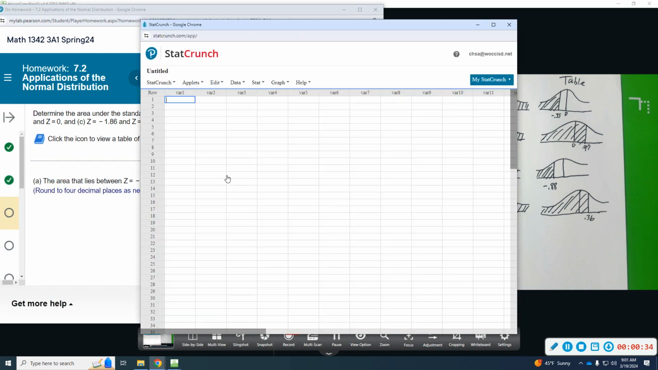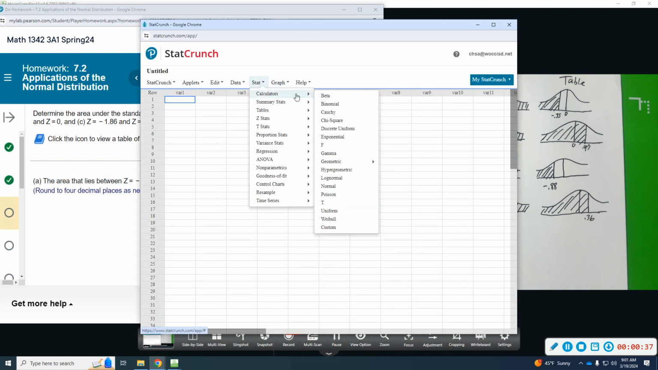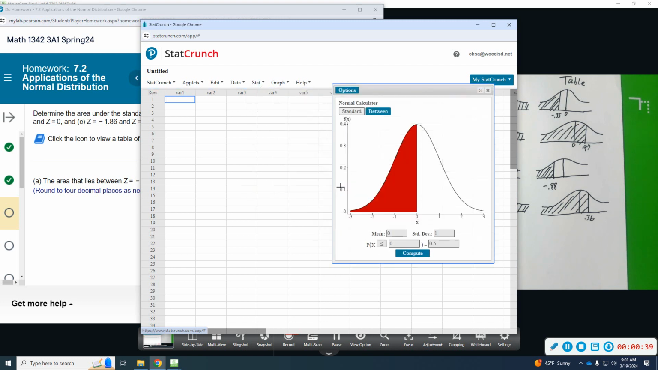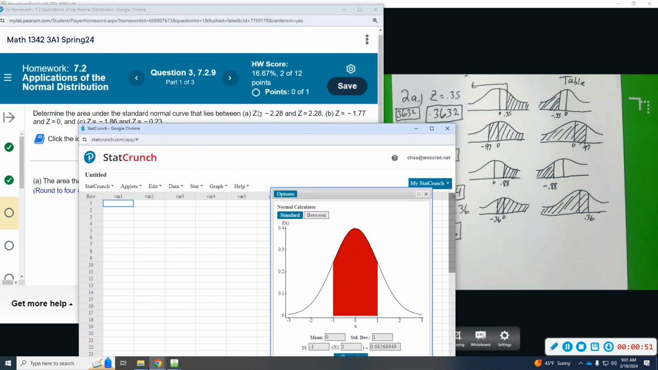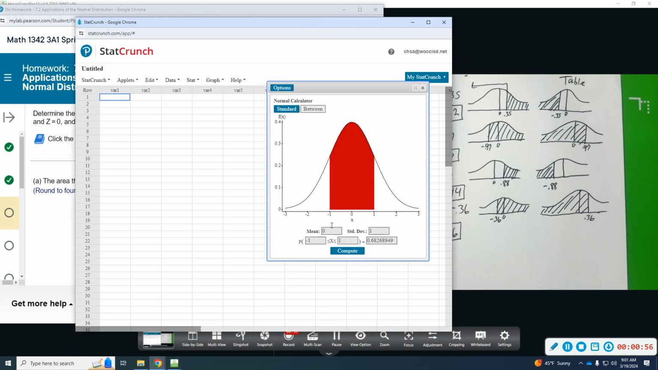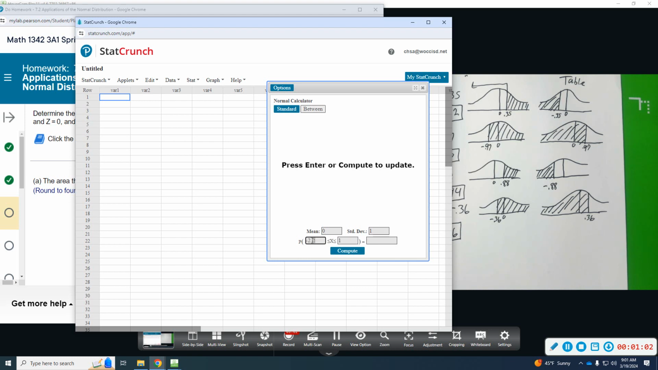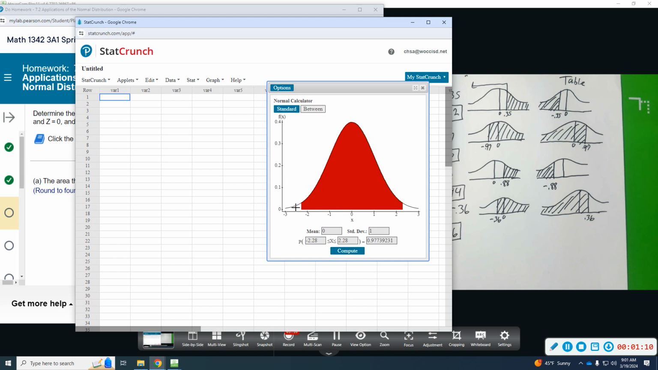So I'm going to go to StatCrunch. I'm going to go to Stat, Calculators, and we're going to go down to Normal. All right, so it says Standard. I can find left or right, or I can pick between. This time I'm going to pick between. Here we want to find between negative 2.28 and positive 2.28. Mean is 0, standard deviation 1, just leave it. I'm going to change this to negative 2.28, and I'm going to change this one to positive 2.28, and then I tell it to compute, and it will mark based on where they are and then tell me my area.